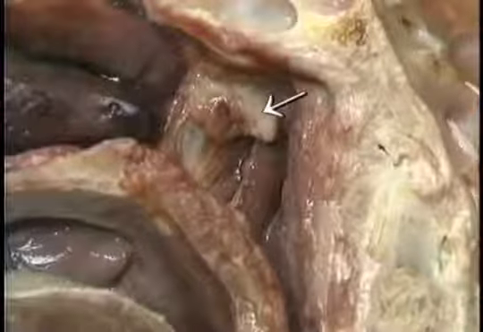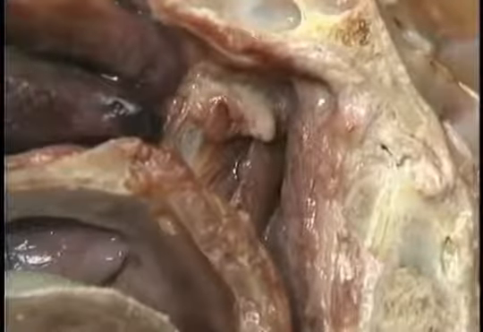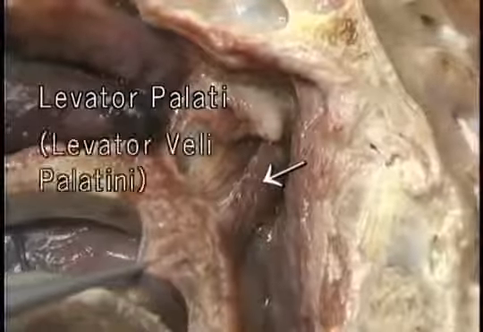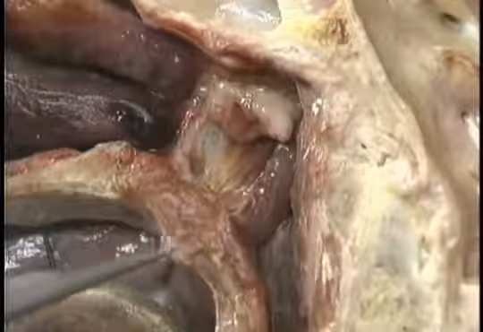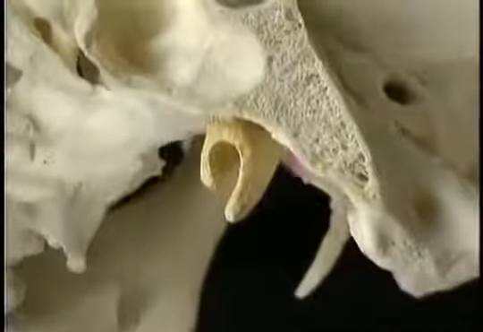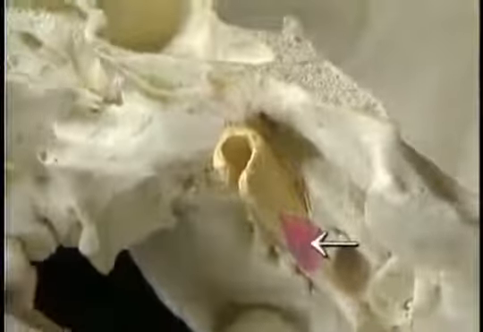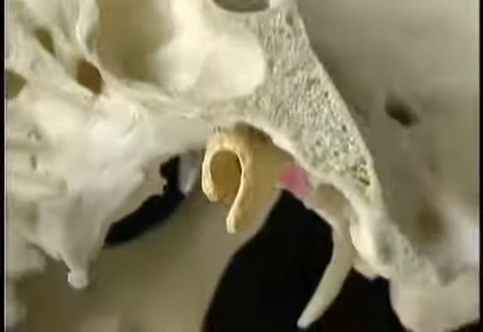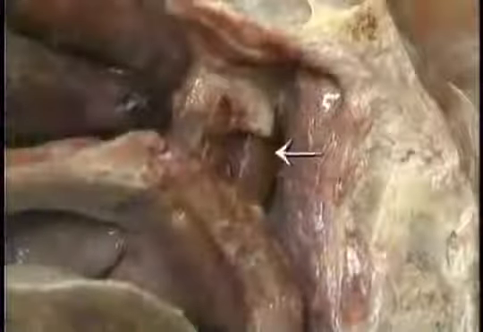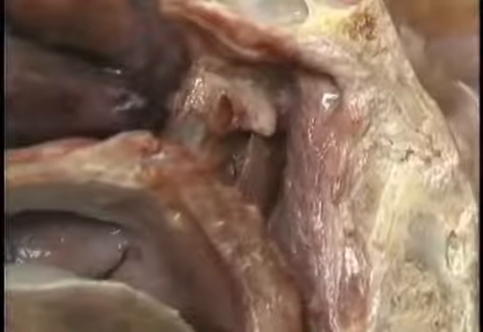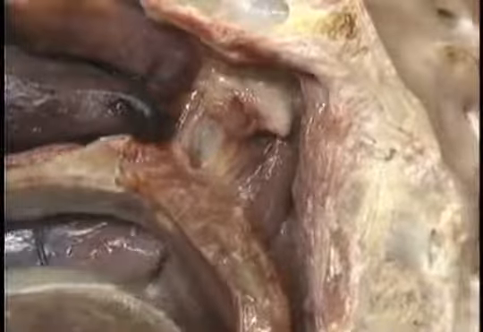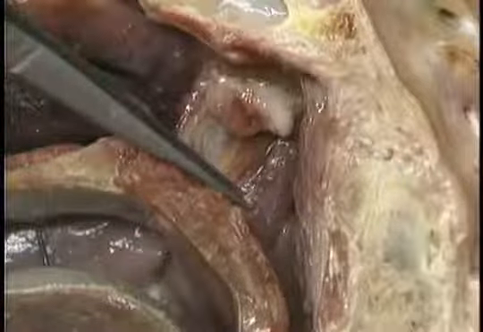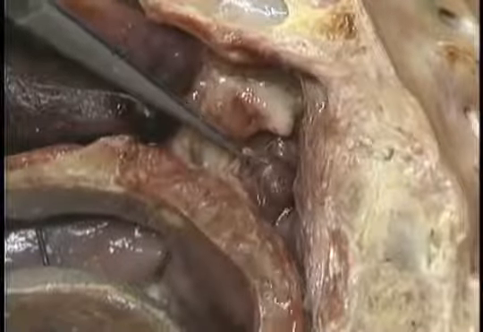Here's the end of the cartilage of the auditory tube. Here below it is the levator palati muscle. Its full name is the levator veli palatini. Levator palati arises here on the petrous temporal bone. It passes along the underside of the auditory tube, runs downward and medially, and joins in the midline with its fellow from the other side, forming a sling. Levator palati moves the soft palate upwards and backwards.